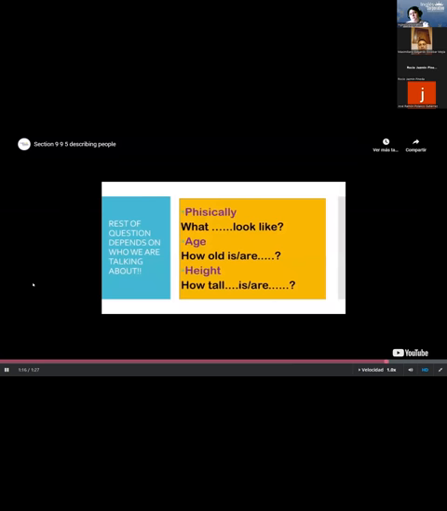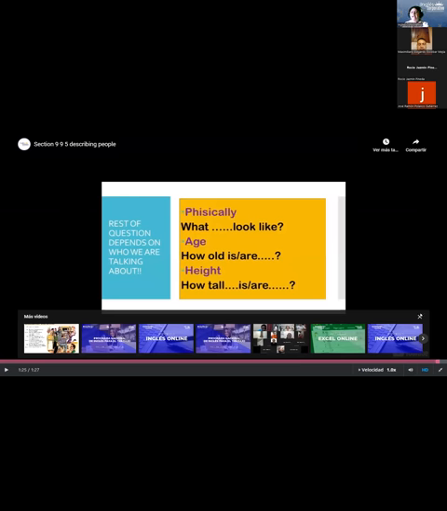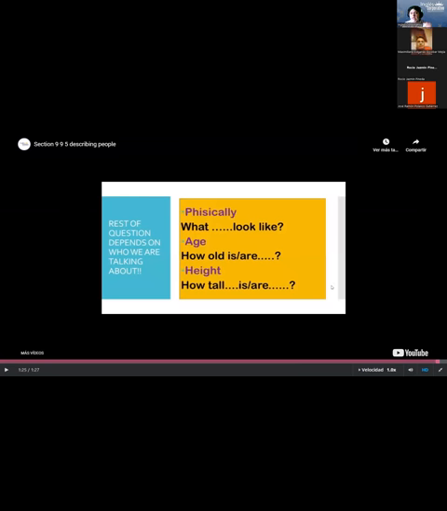For age-related questions, we use "how old." For height, we use "how tall." The rest of the question will depend on who you're talking about. Okay, so estas son questions. These are questions you can use when you want to talk about physical appearance on someone or specific characteristics of this person. The first one is "what... look like."